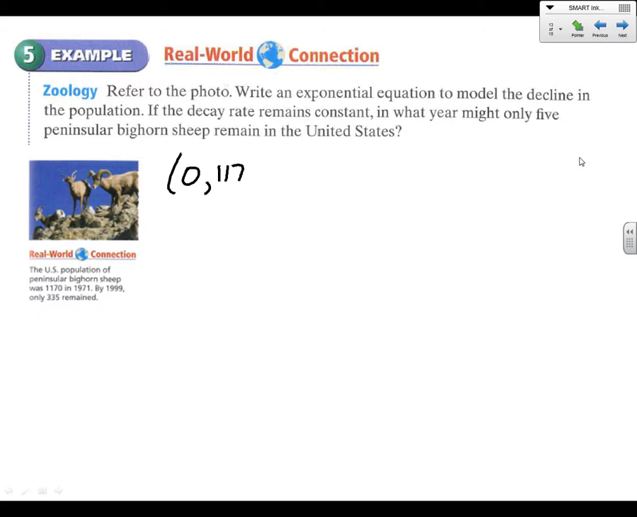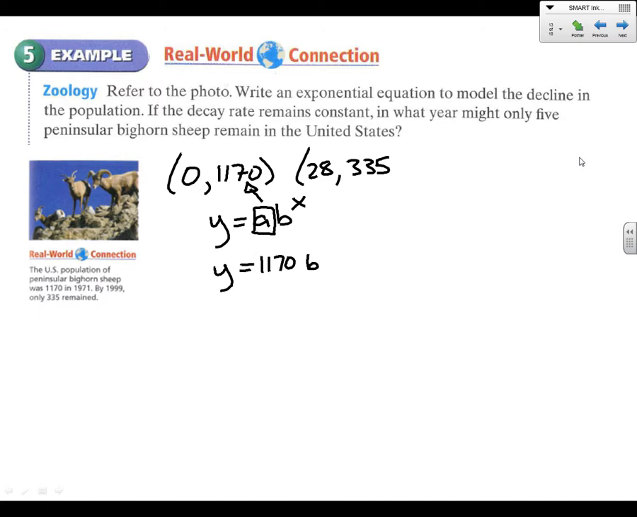We had 1170. And by 1999, so that's how many years afterwards? 99 minus 71 is 28. So year 28, we had 335. So y equals AB to the x. The nice thing here is that I know A is 1170 because that's my starting number. So y equals 1170, B to the x.